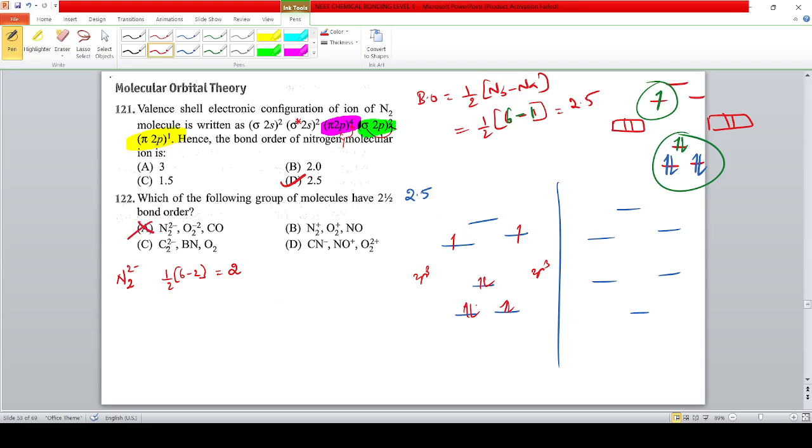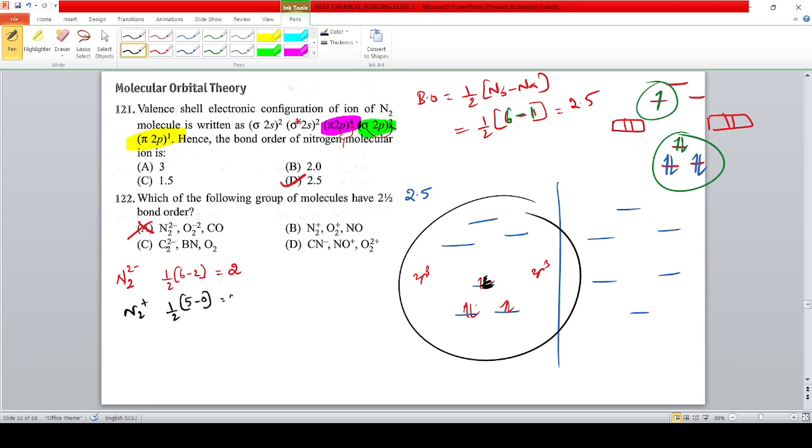Sir, again look. I am going to erase those 2 electrons drawn here. Sir, this is the diagram of N2. They have given plus, means I am removing this electron. So, the bond order for N2 plus is half into 5 minus 0. It is 2.5. This may be your answer.